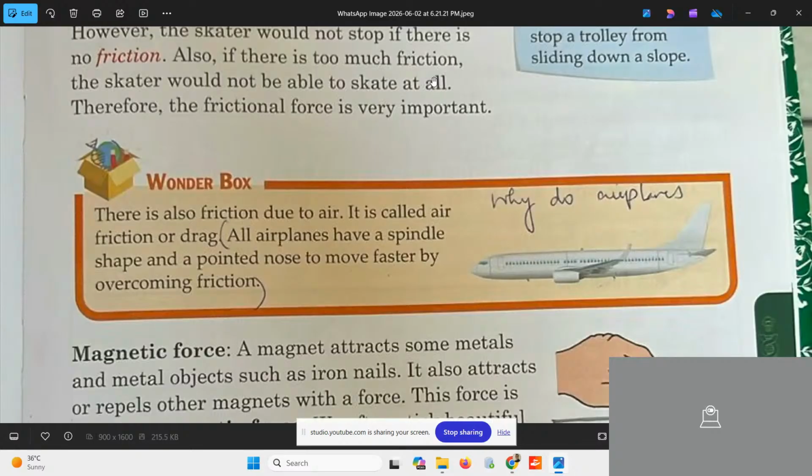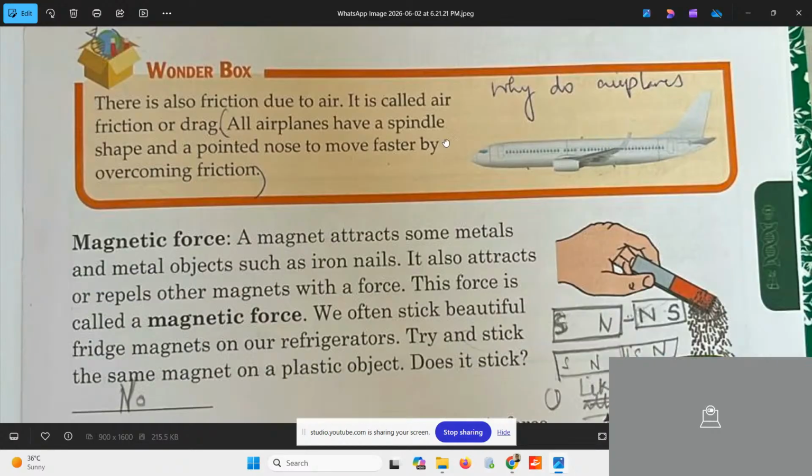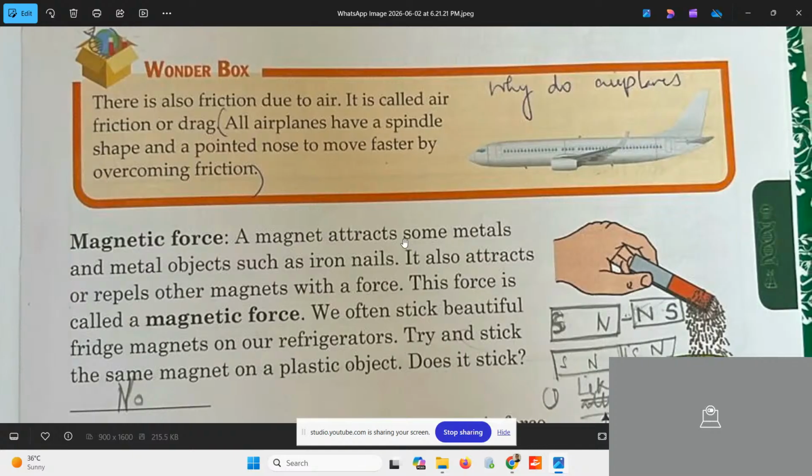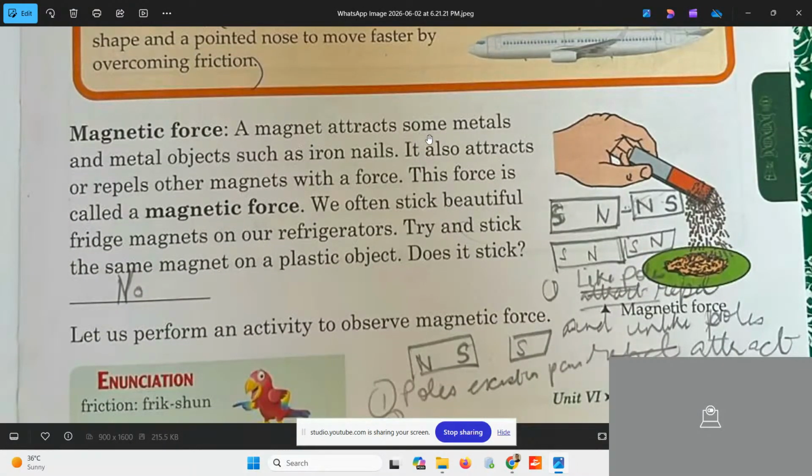Okay. Let's jump to the last type of force, which is called magnetic force. Very easy. As the name suggests, the force applied by magnets is called magnetic force. A magnet attracts some metal objects, such as iron nails, because of magnetism.